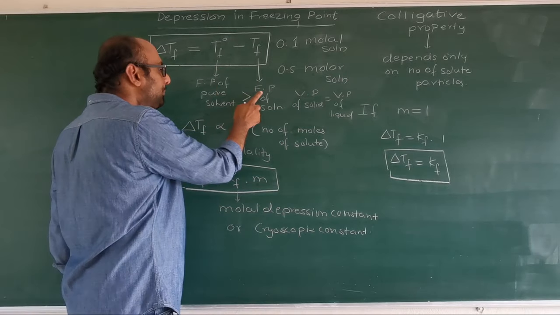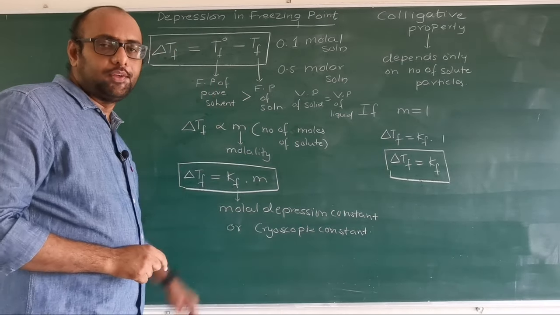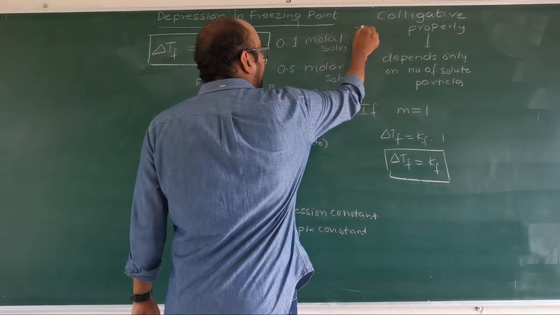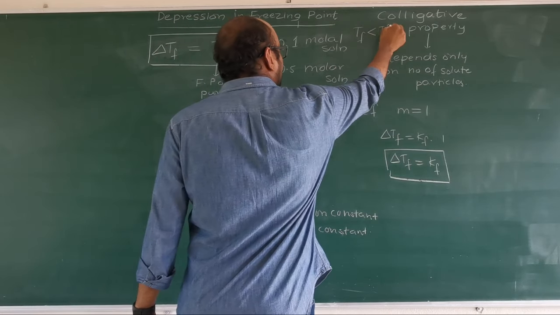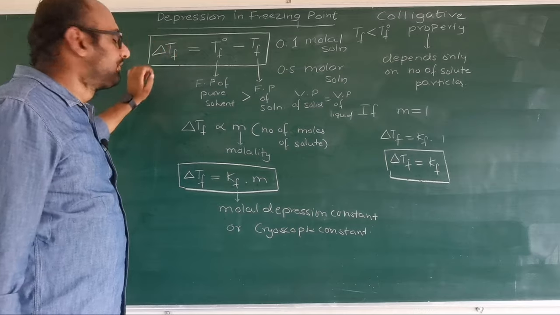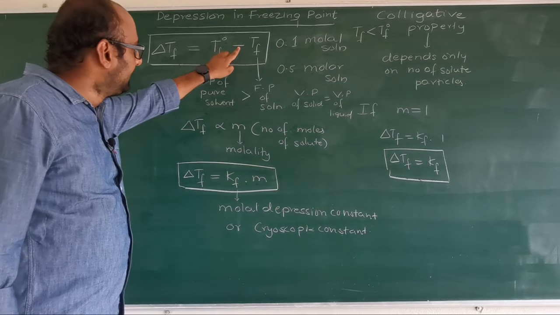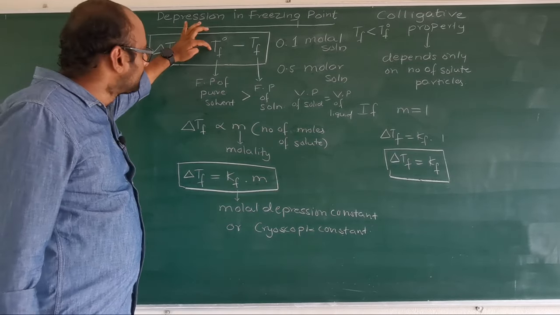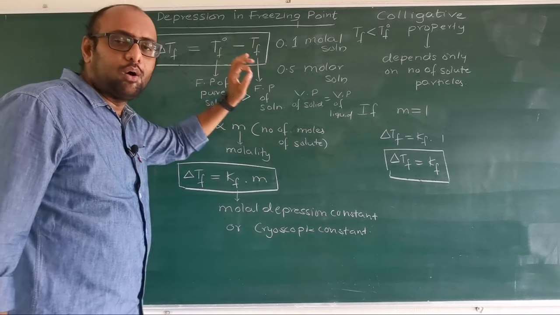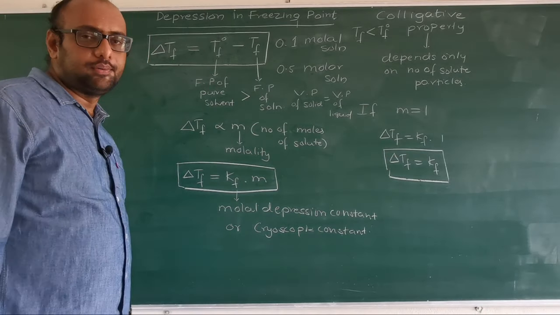You know that the freezing point of the solution will always be less than the freezing point of your solvent. You have to remember this. Okay, the freezing point of solution, that is TF, will always be less than T naught. Then we have this mathematical expression. Delta TF stands for the differential in freezing point, the colligative property. It will be equal to the difference in freezing points of pure solvent and solution: the freezing point of pure solvent minus freezing point of the solution. What you will get is the depression in freezing point given by delta TF.